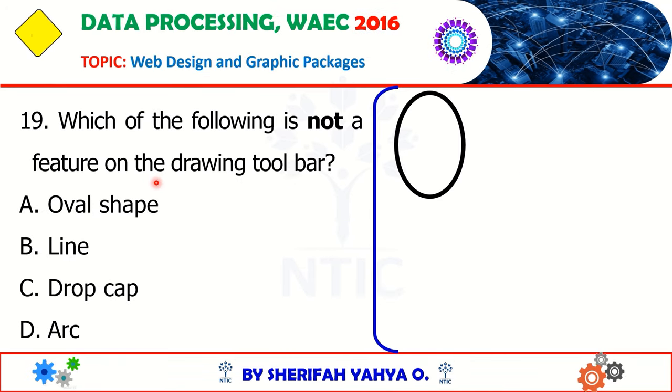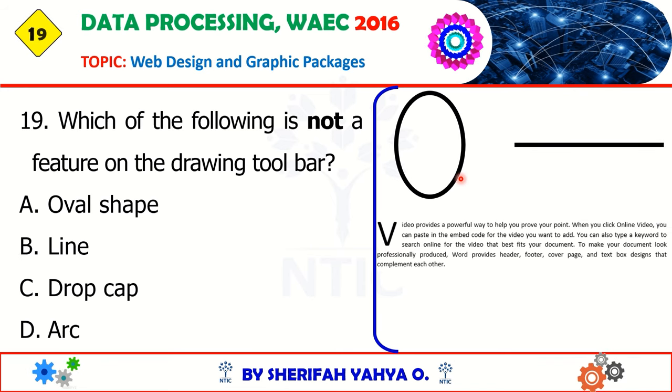19. Which of the following is not a feature on the drawing toolbar? Oval shape, yes, is a feature. Line is a feature. Drop cap? Drop cap has to do with text, not drawing. You cannot draw it; it is text by typing. Then we have arc. Arc also is a drawing. You can simply use all these drawing tools to create a perfect shape during design. Why is drop cap odd? So therefore, our answer is C.